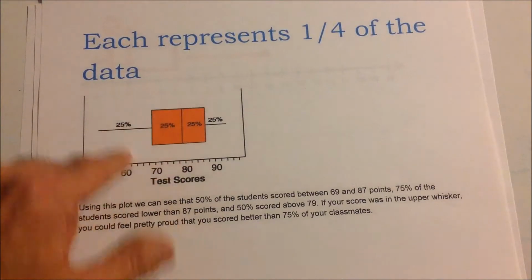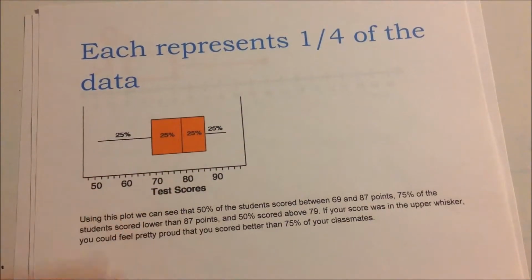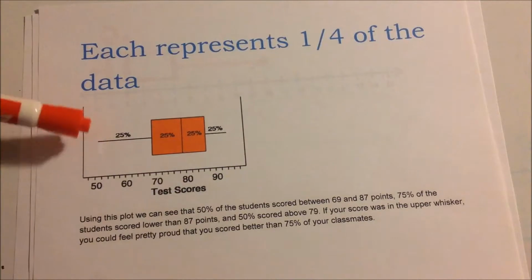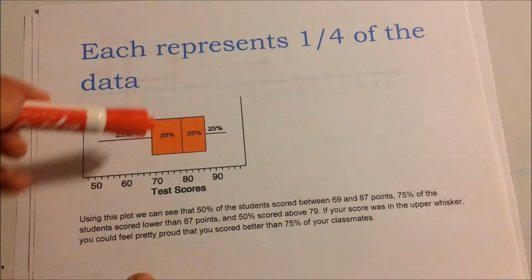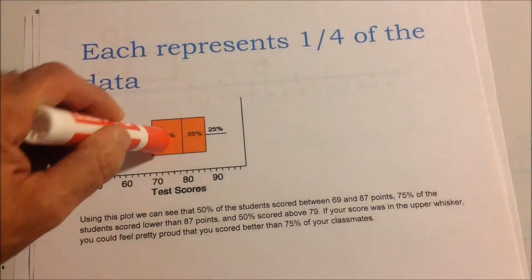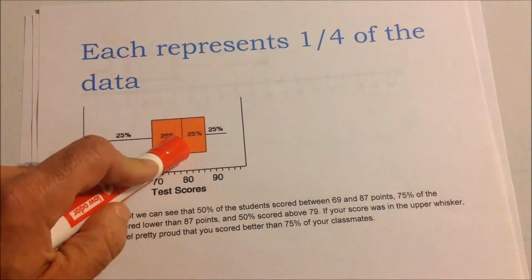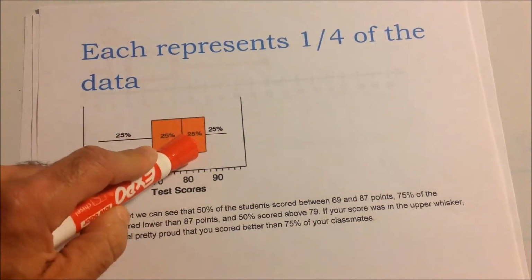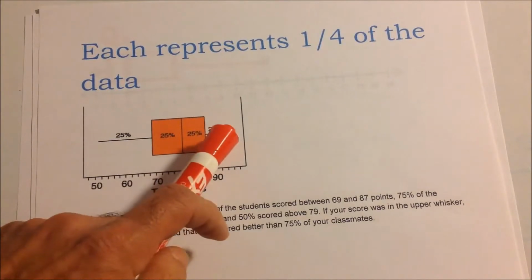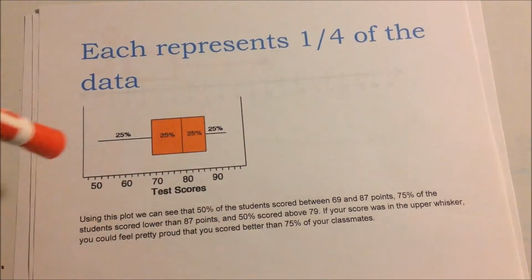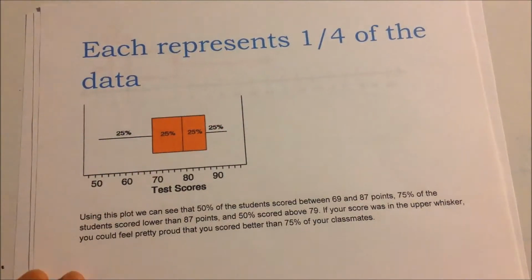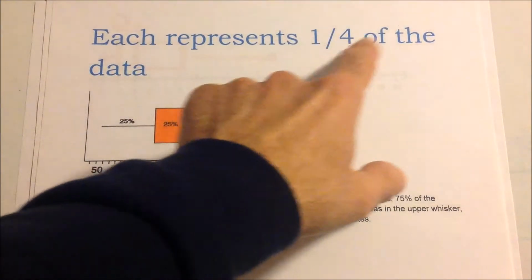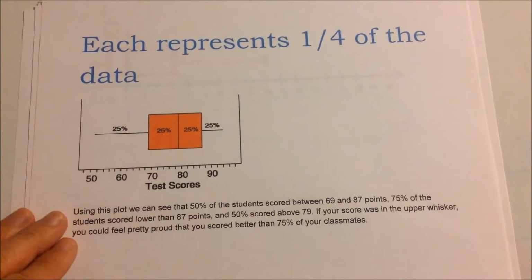When we do a box and whisker, each area is 1/4 of the data. So from the lower extreme, the minimum, to Q1 is 25% of the data. From Q1 to the median is 25%. From the median Q2 to Q3 is 25%. And from Q3 to the maximum is 25%. So that means that each of these boxes represents 25% of the data. So that's why up here it says each represents 1/4 of the data, and 1/4 is 25%.